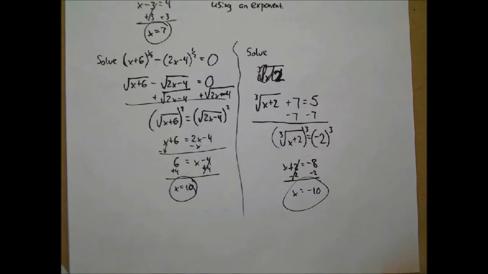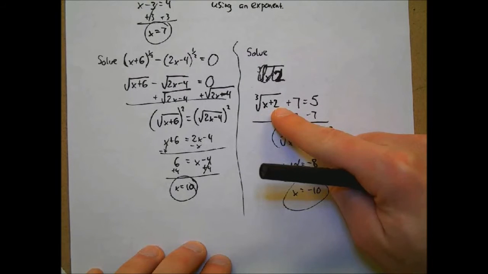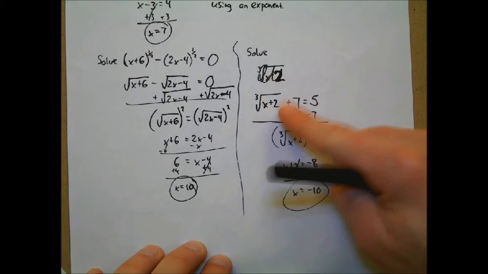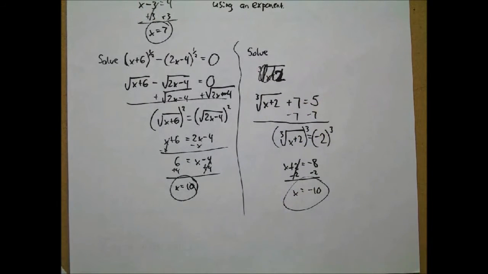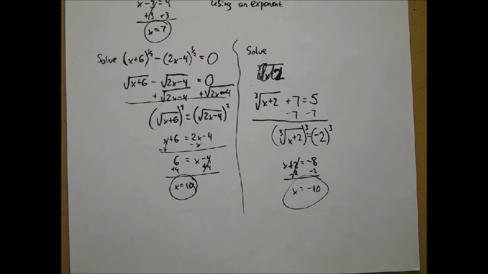And you can check your work if you need to there. Negative 10 plus 2 is negative 8. The cube root of negative 8 is negative 2. Negative 2 plus 7 is 5. So check, it works. And of course, you can always check yourself with a calculator too, right? You can graph the left-hand side, graph the right-hand side, find the point of intersection. You want the x-coordinate for that point of intersection, and then go from there. Okay. Questions on any of that?